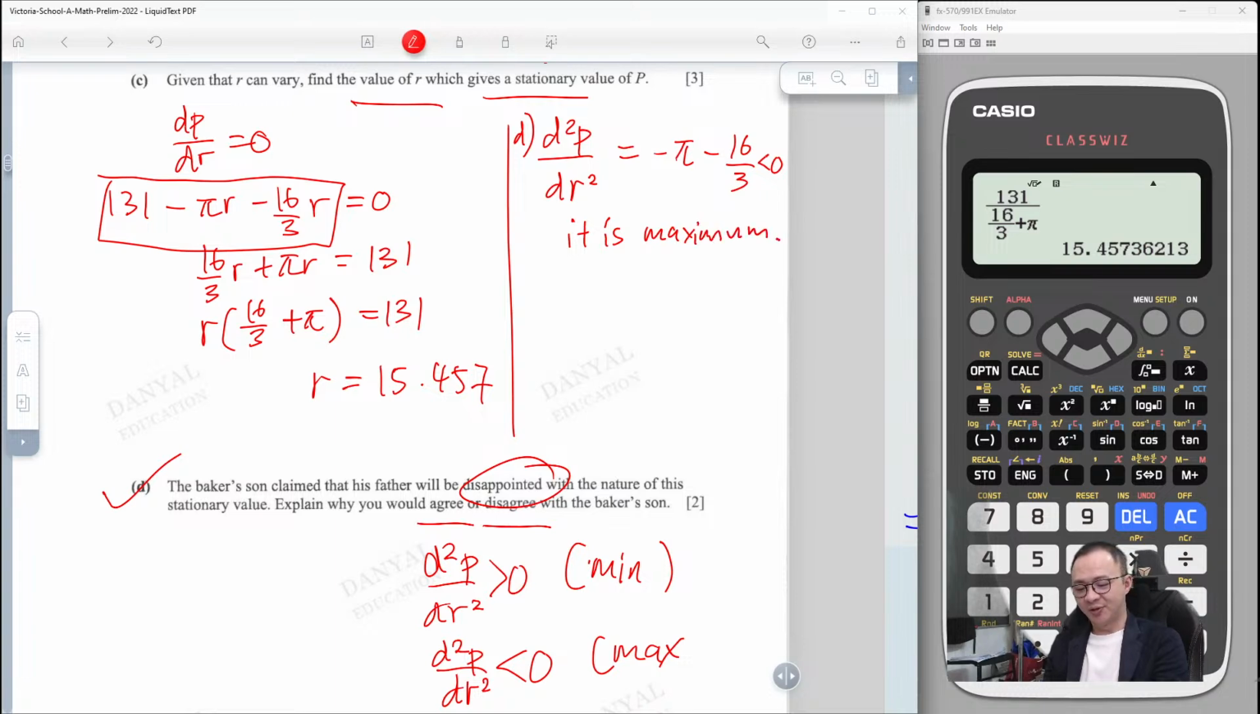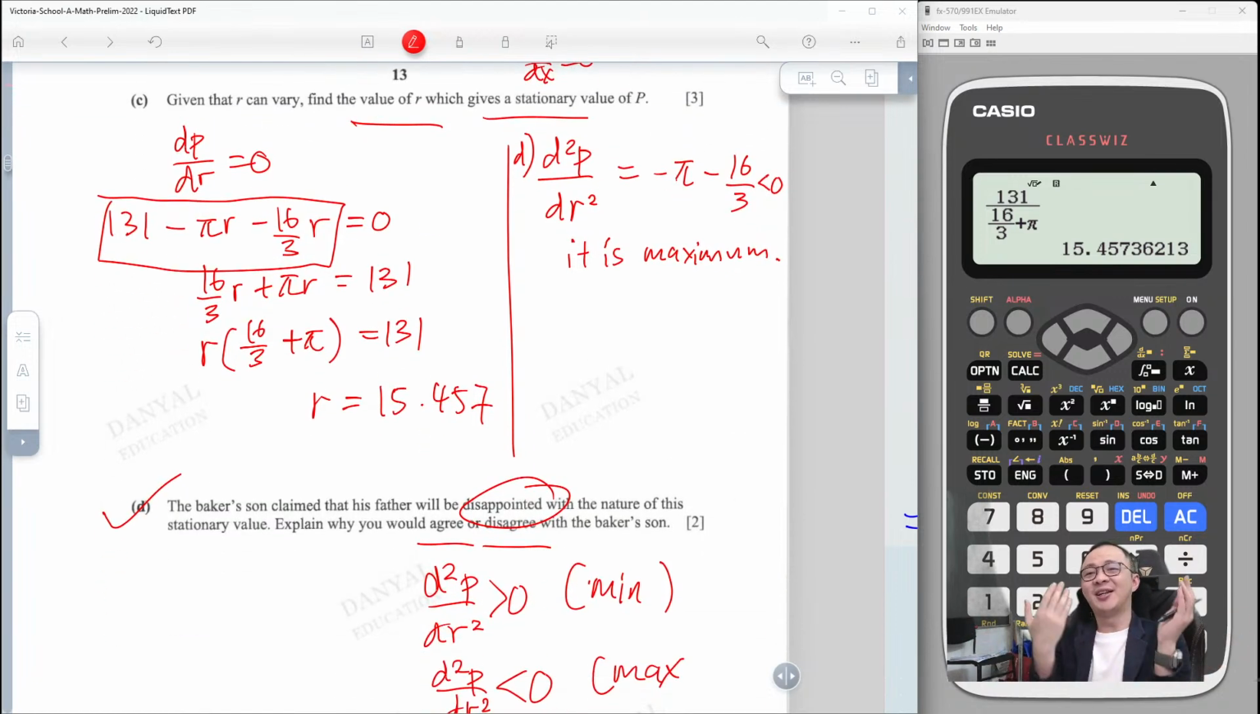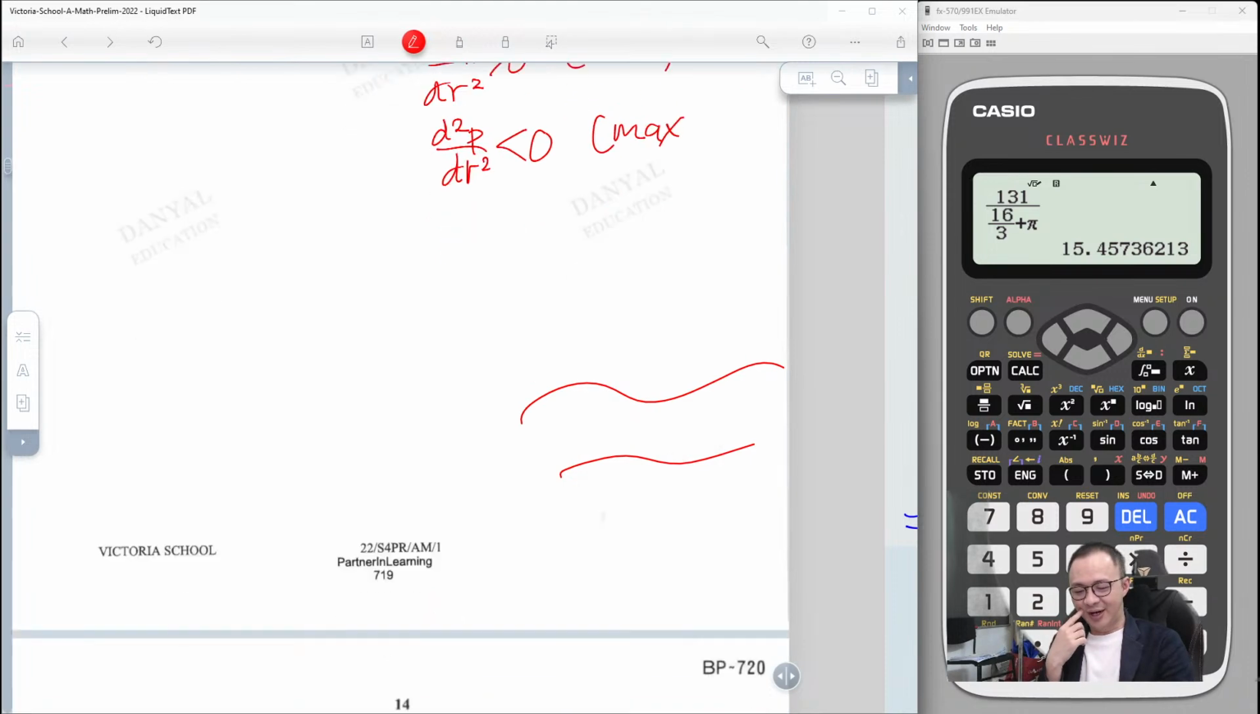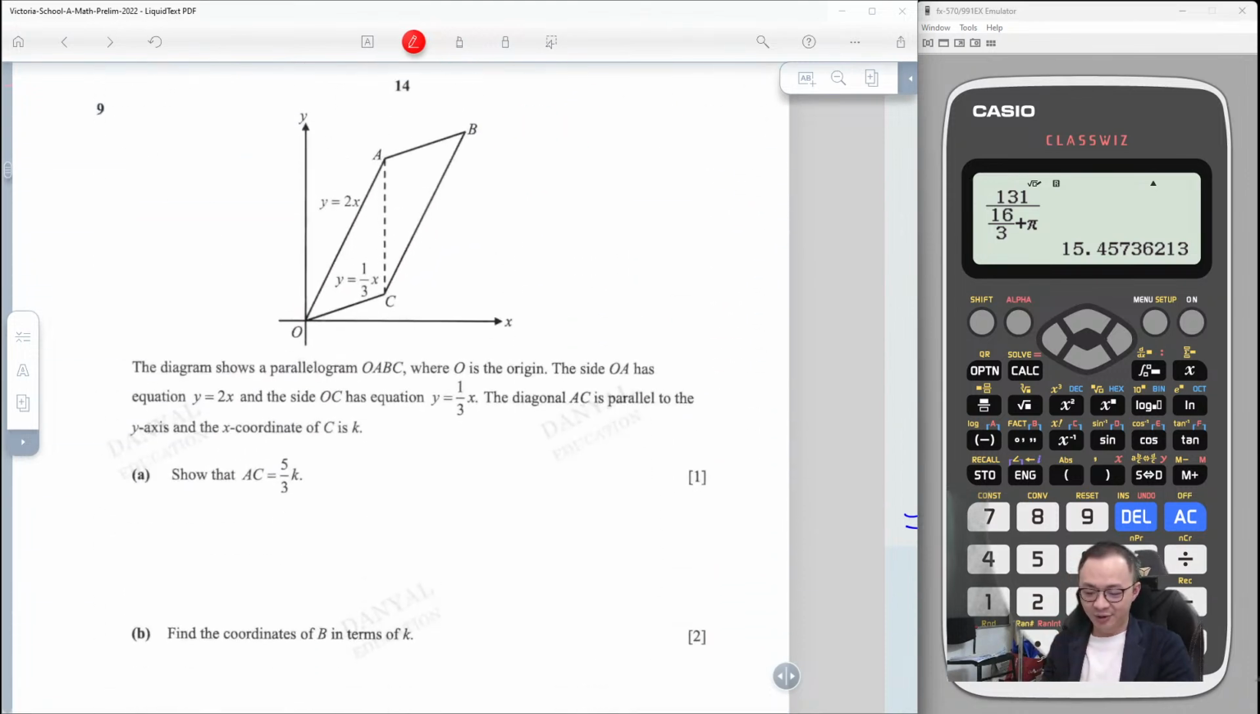Maximum. So I will say, for the baker's son, I will disagree. The baker's son's father will be disappointed, blah blah blah, because actually he fully utilized the wire and maximized the area, so his father should be happy for him, blah blah blah. You use your own sentence to write the paragraph, okay? I just explained the logic behind. You write the English yourself.